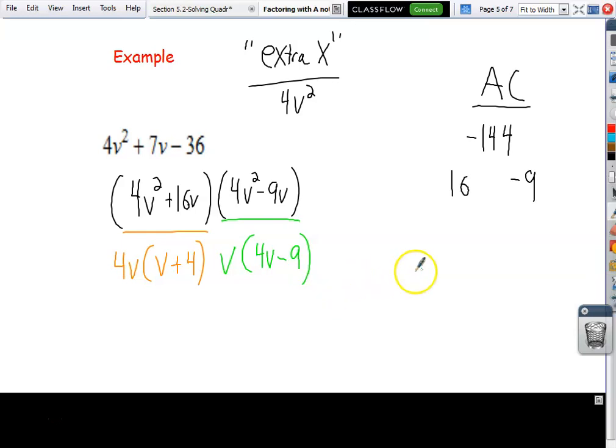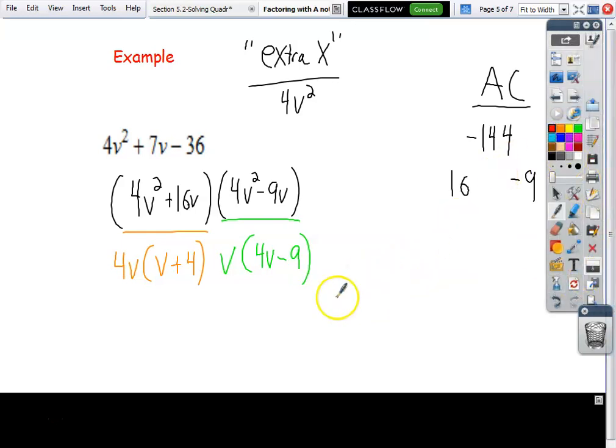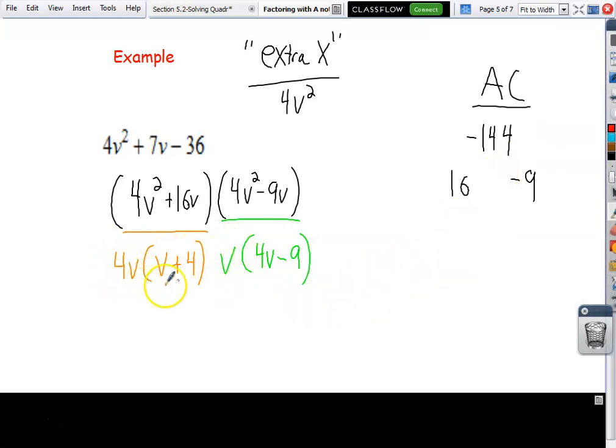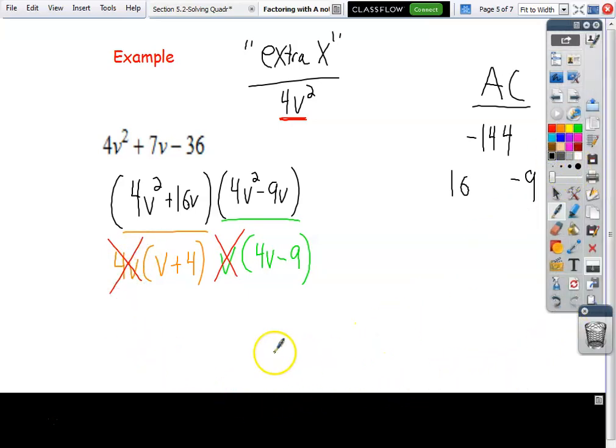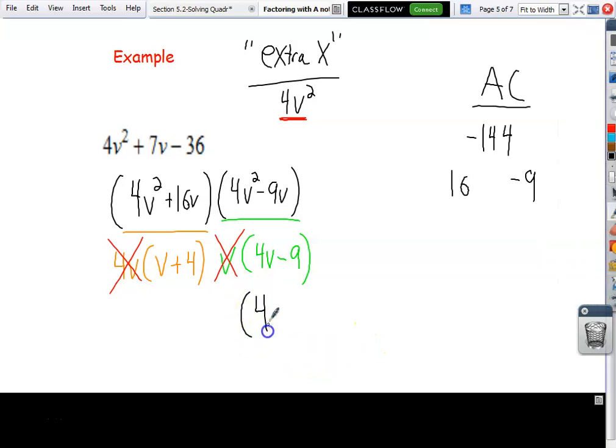Now, lo and behold, look at the two numbers out in front. A v times a 4v is 4v squared, the number that I wanted extra to begin with, that I put in there when I wasn't supposed to. I can cross that out, and what is left over are my factors. That is the extra x method in a nutshell. You are now able to go complete and factor some more. Happy hunting!